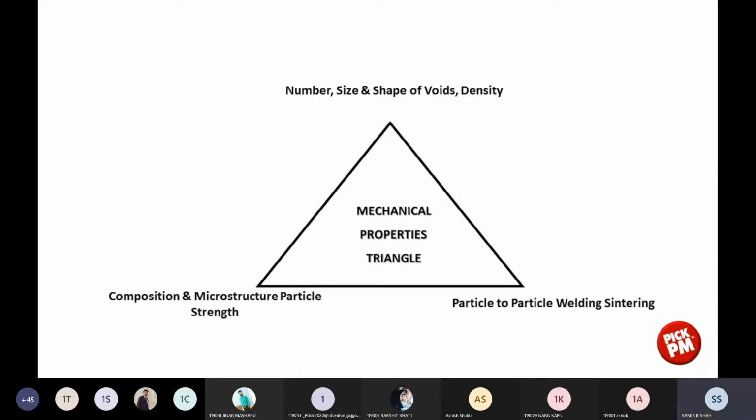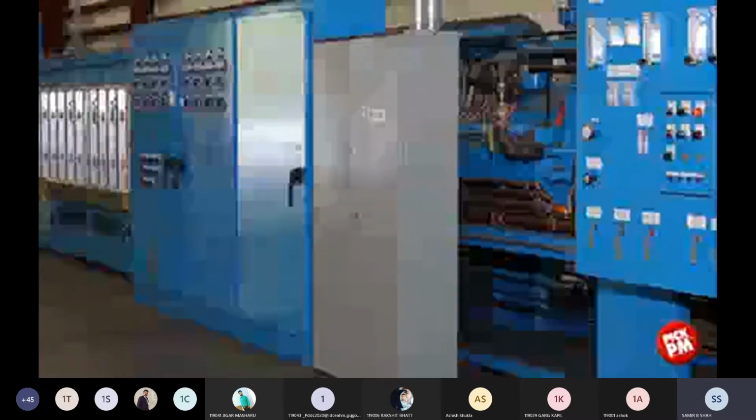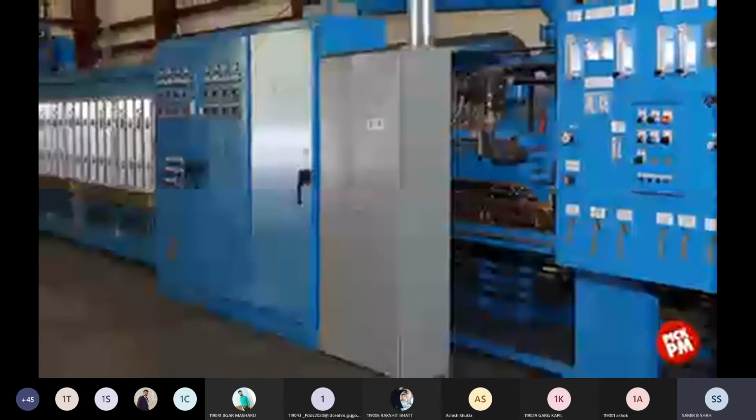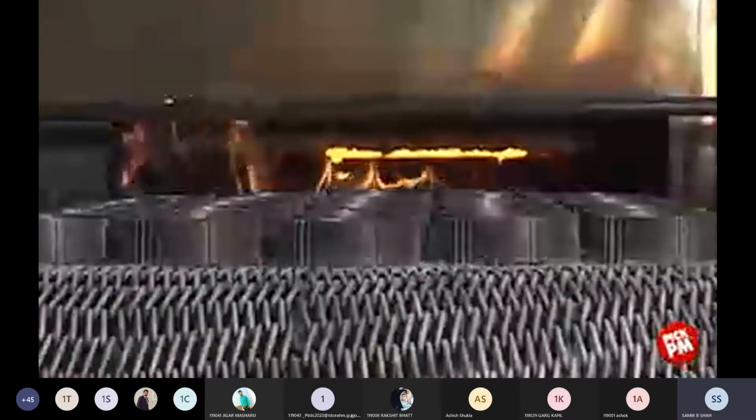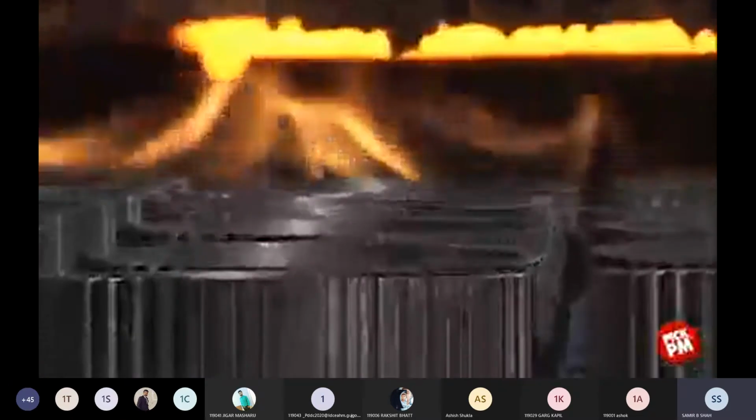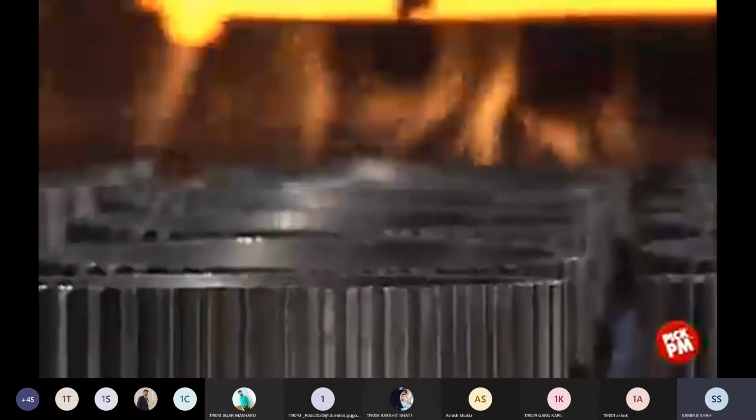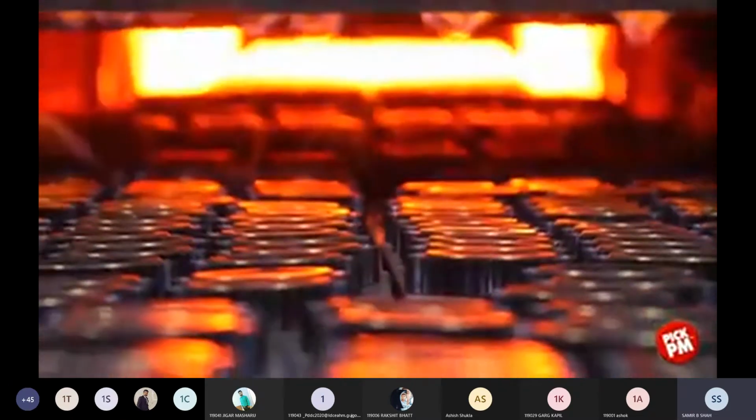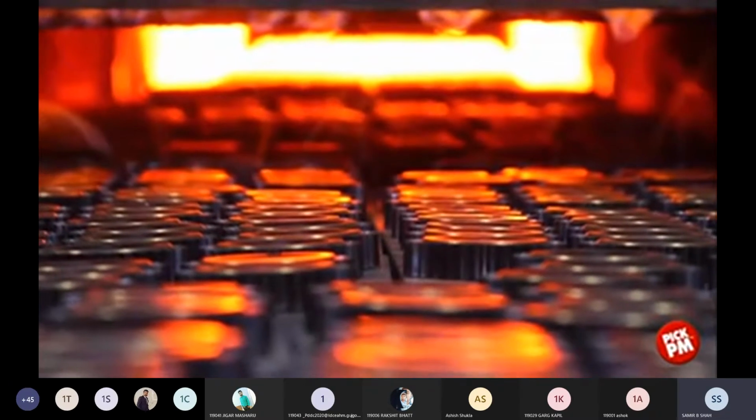So after parts are compacted, they're taken to the sintering process and put into the loading zone of the furnace. This is a continuous mesh belt sintering furnace. And the lubricant that was used to facilitate compaction will be removed in the delube zone at approximately 1350 degrees F in a protective atmosphere. After the delubing, the parts enter the high heat zone where they're sintered at 2050 to 2100 degrees F.